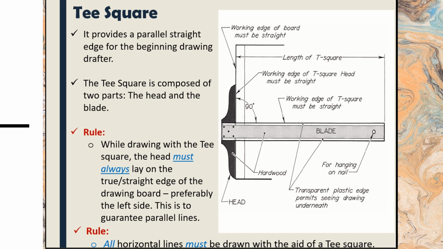All vertical lines are drawn with the aid of the T square and any of the set squares. Likewise, inclined lines such as 45 degree, 60 degree, 30 degree, 15 degree, or 75 degree are drawn with the aid of the T square and the set squares.